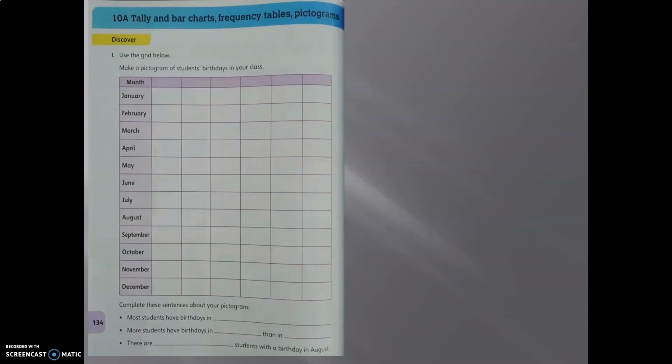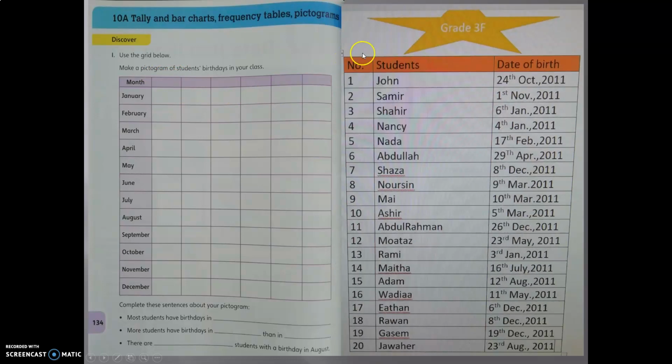Now please open your textbook, page 134. Okay. Here he wants you to make a pictogram according to the birthdays of your friends in the class. So I give you here the list of 3F and their date of birth. Now we need to count how many of the students were born in January, and then we will put a picture for each one born in January. So let us see how many born in January. Only 3. You can stop the video and do it by yourself.